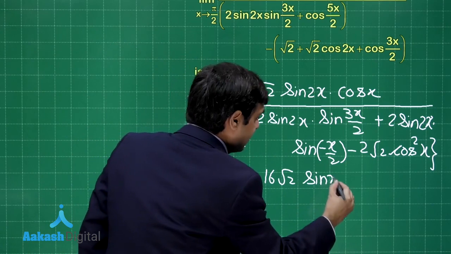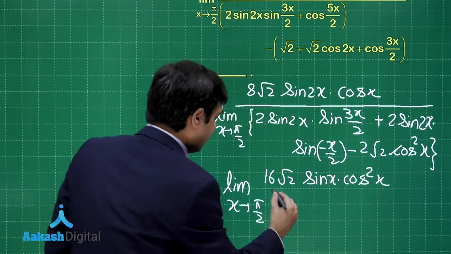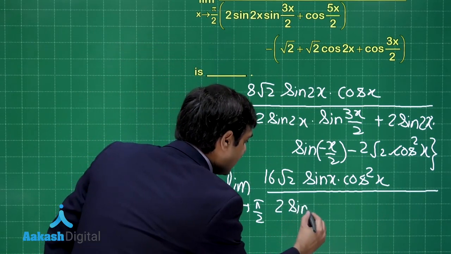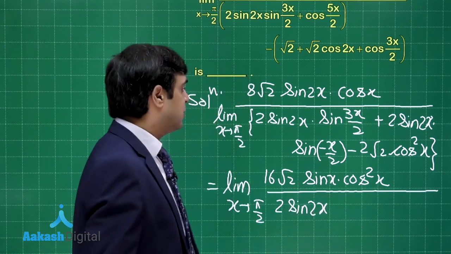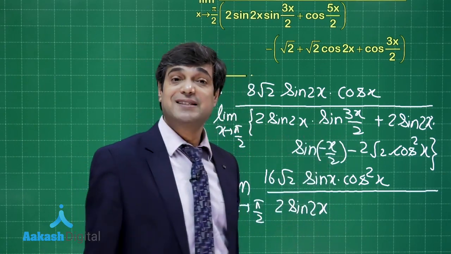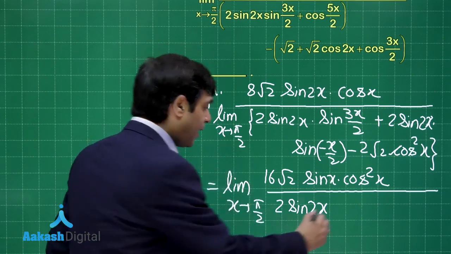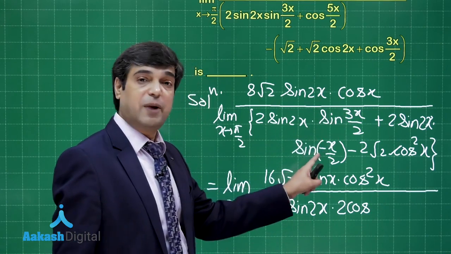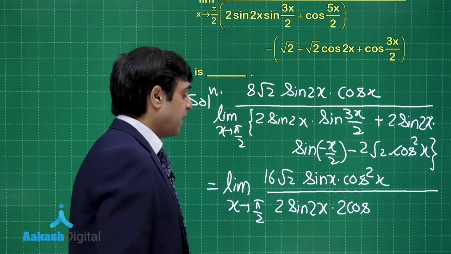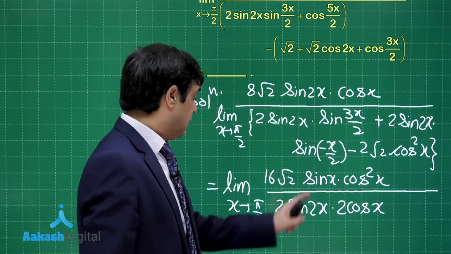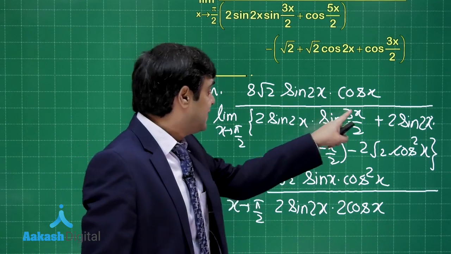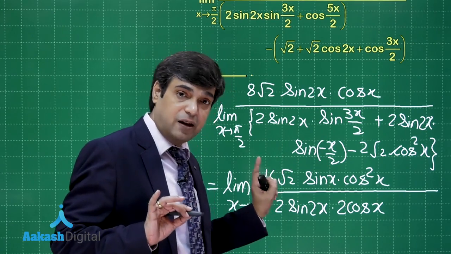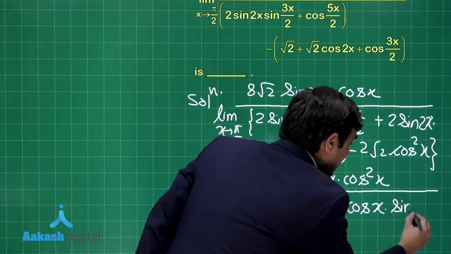sin x into cos square x divided by, in the denominator you can see that 2 sin 2x is taken common. Inside the bracket you are left with sin 3x by 2 minus sin x by 2. So sin C minus sin D can be applied. That gives you 2 cos C plus D by 2, that is 3 plus 1 by 2 by 2, right? So we have 4x by 4, that is simply x. Next, sin C minus D by 2, that is 3x by 2 minus x by 2 upon 2. This is clear? So this is into sin x by 2.